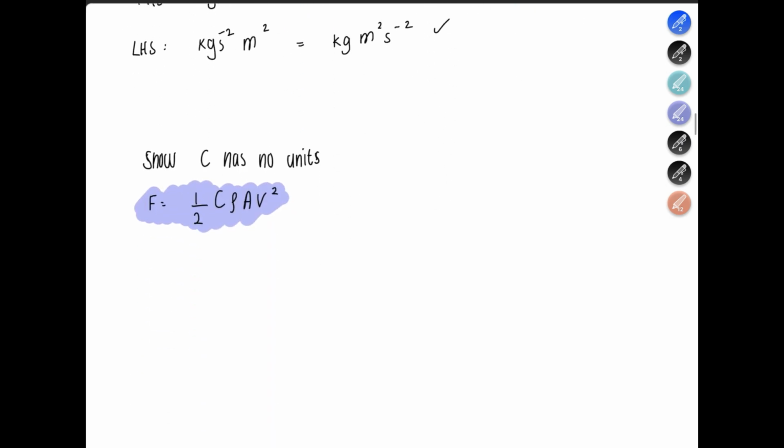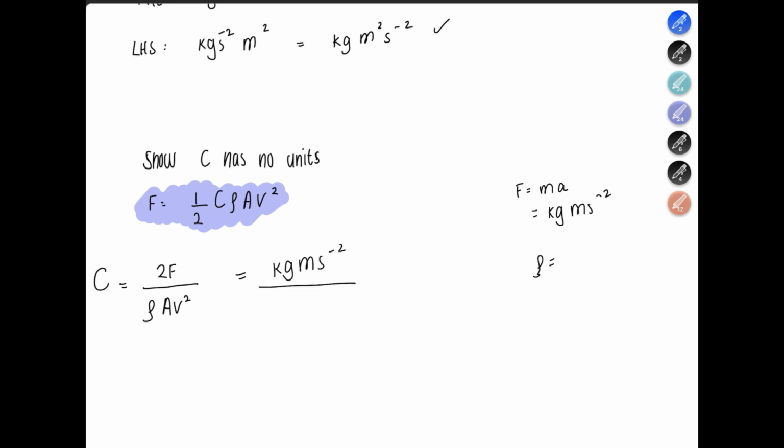Now show that c has no units. Again, you can simply make c the subject. This equals, you have no units for 2, obviously. What about force? Force equals ma. This is kilogram meter per second square divided by density. Density equals mass per volume. So this is kilogram m minus 3.